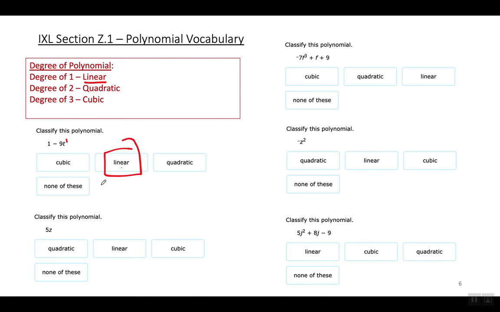All right, so here's another example where it's a linear polynomial because the degree is 1. Okay, now over here, look at this one. The degree is 3. So if it's a degree of 3, that means it's cubic.